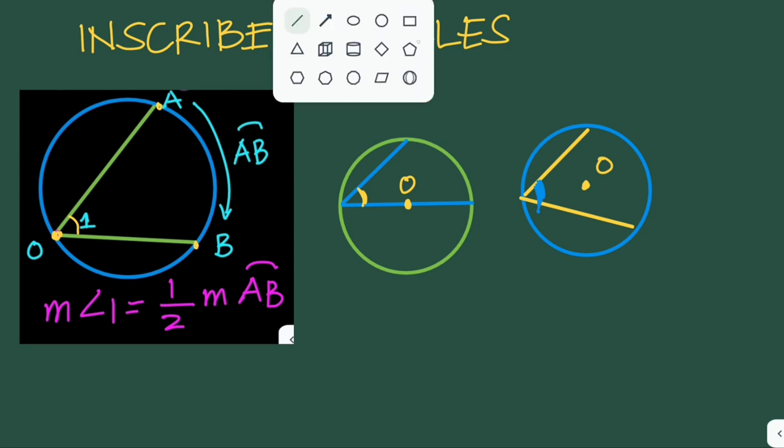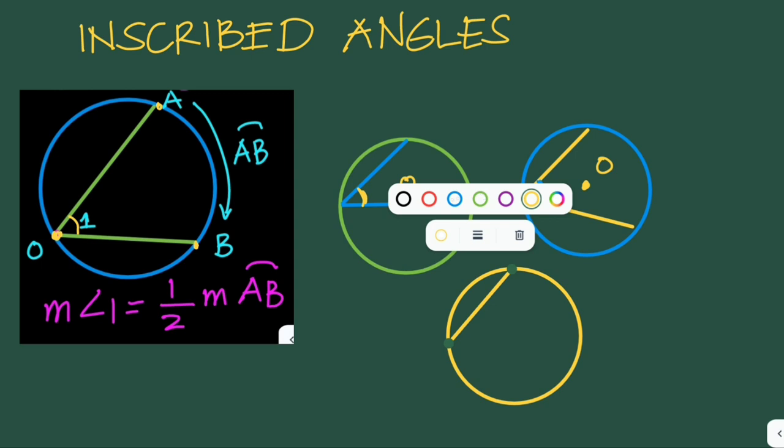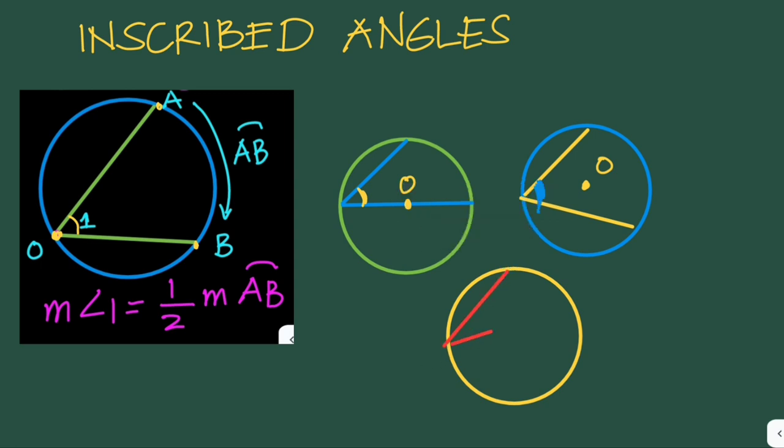And then the third case, let's say this is the center of the circle O. The third case is when the center of the circle O here is outside the inscribed angle. So all of these are cases of inscribed angles. So you can solve the same way. It is always equivalent to half of the intercepted arc.